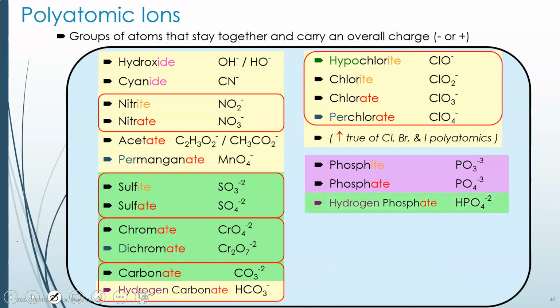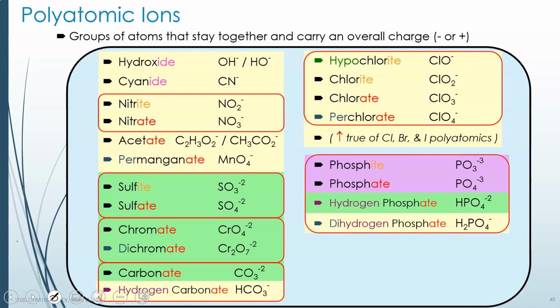We can also add hydrogens to the phosphate. The phosphate has 3 negative charges, so we can add 1 hydrogen to make hydrogen phosphate with only -2 charges. We've lost 1 charge. Or we can add 2 hydrogens to make dihydrogen phosphate, and now the name says 2 hydrogens added to phosphate. That takes away 2 of the negative charges to make a total of -1 charge.